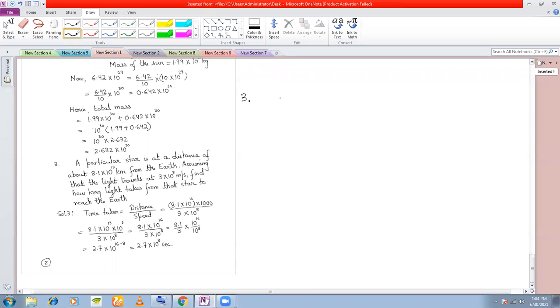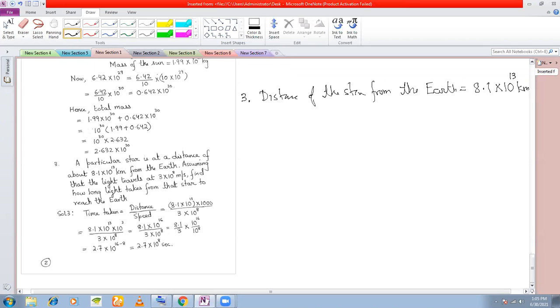Next question is, a particular star is at a distance of 8.1 into 10 to the power 13 kilometers from the Earth. Okay, so from the Earth, this is the distance of the star. Distance of the star from the Earth is equal to 8.1 into 10 to the power of 13 kilometers.